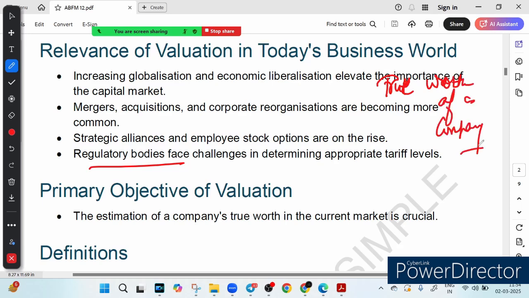So in today's market, it's not just about numbers, it is about understanding how much a business is actually worth today, whether for investment, whether for merger or whether for regulatory decision, right? So mastering this concept is key to cracking your CAIIB examination, right?